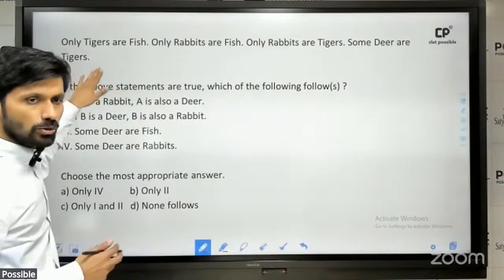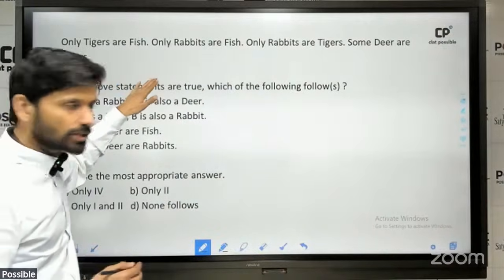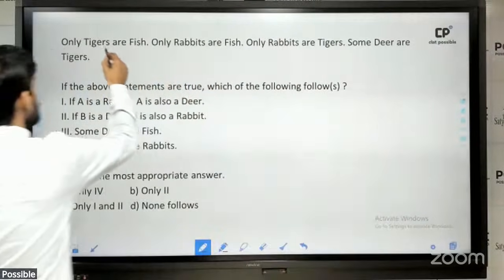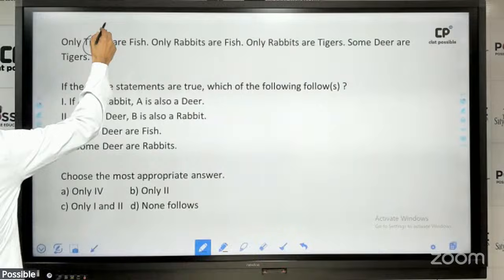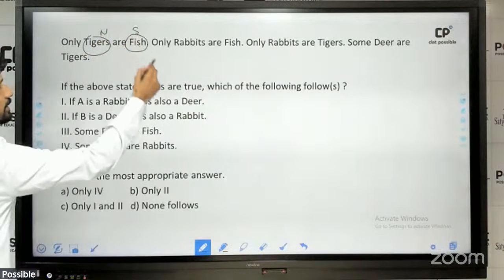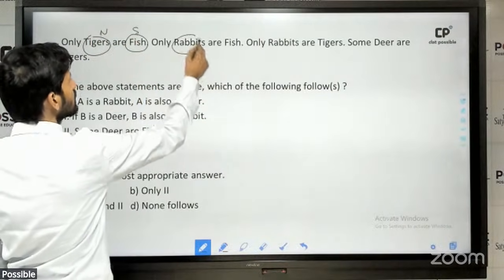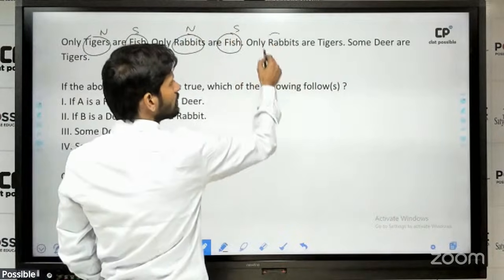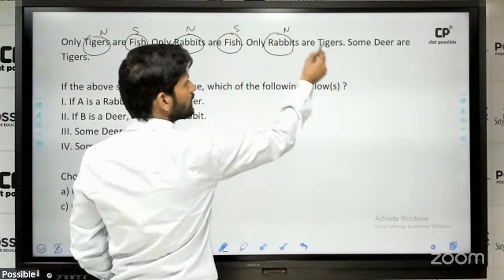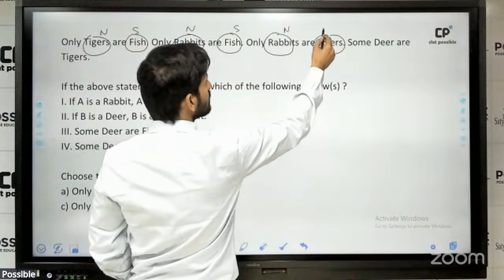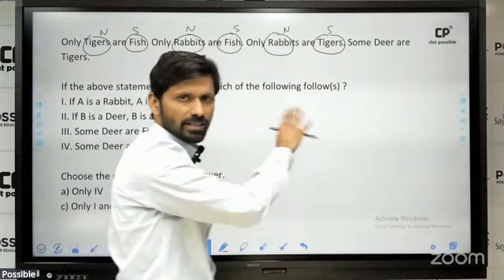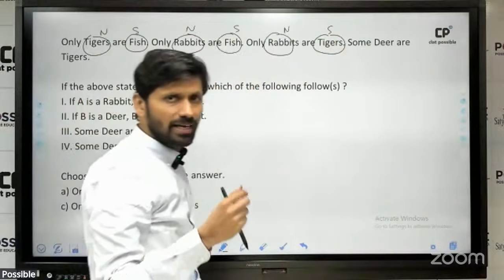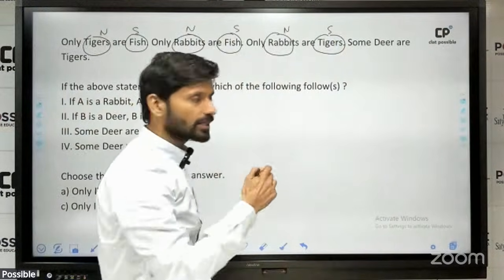so what's given to us? Only tigers are fish, right? So only tigers are fish. So tiger is necessary, fish is sufficient. Only rabbits are fish. Necessary, sufficient. Rabbits becomes necessary in this statement for tigers. We'll deal with the last statement in the end, but these three statements, we can read them and draw the conditional diagram for that.